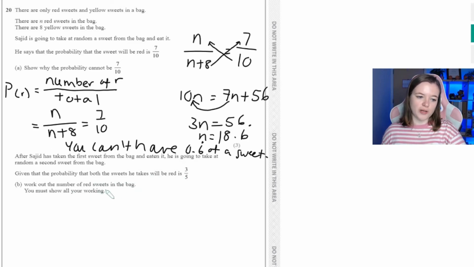You must show all your working. Right, so the probability that it's going to be red and then red again. We've already got the probability it's going to be red the first time. That's n over n plus 8.